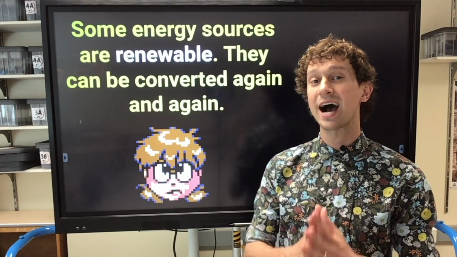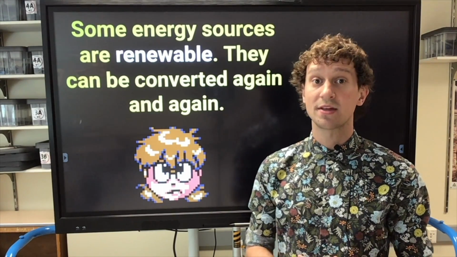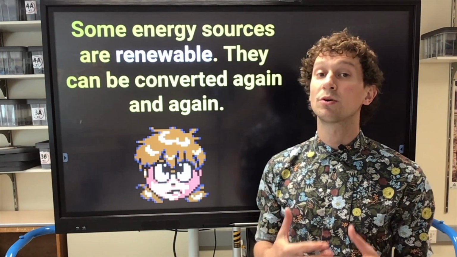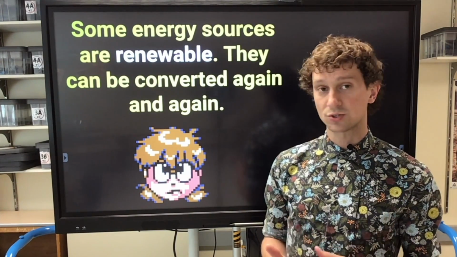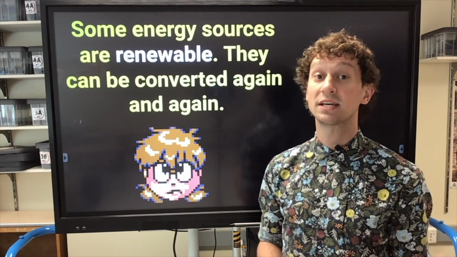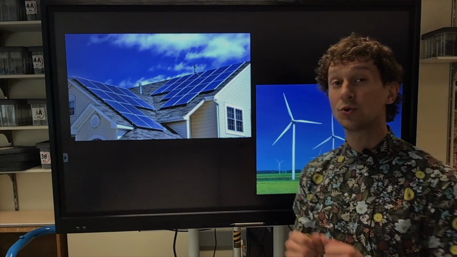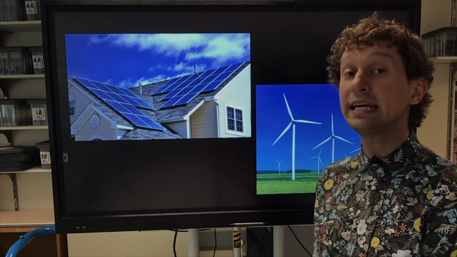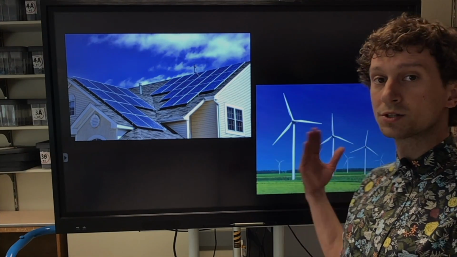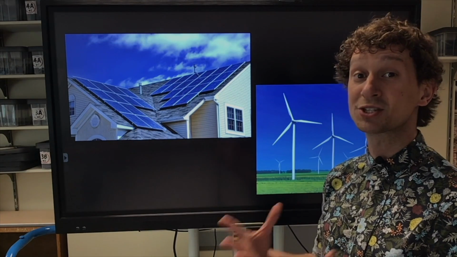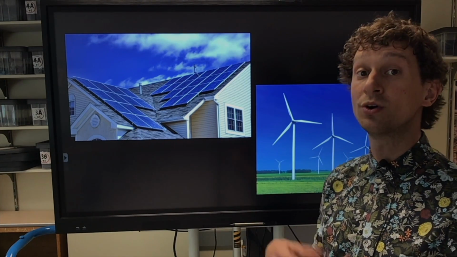The first kind of energy conversion that we're going to focus on, the first of our 3 kinds, is renewable energy. Some energy sources are renewable. They can be converted again and again. Now, when we talk about renewable energy, we're talking about energy that gets converted into electrical energy. Turbines here. What kind of energy gets converted by a turbine into electrical energy?